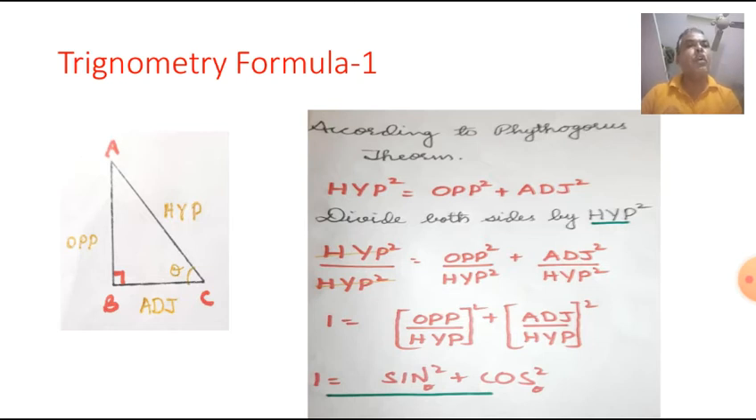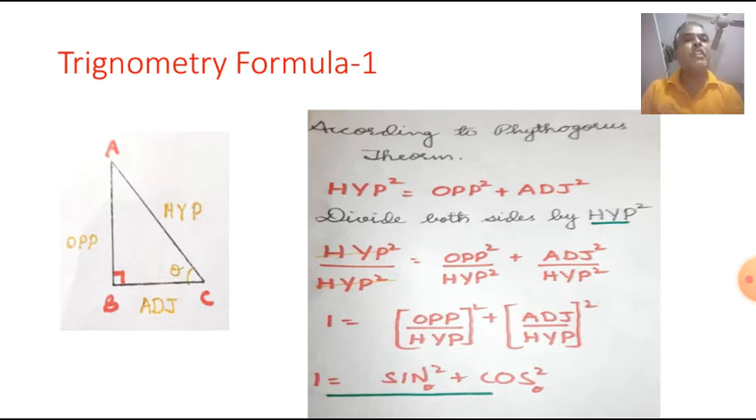Opposite by hypotenuse is sine theta. Just replace it. We get sine square theta plus cos square theta, because cos is the ratio between adjacent and hypotenuse. We got 1 is equal to sine square theta plus cos square theta. It can also be written as sine square theta plus cos square theta is equal to 1. This is the first trigonometric formula, a very important formula that we have to remember.